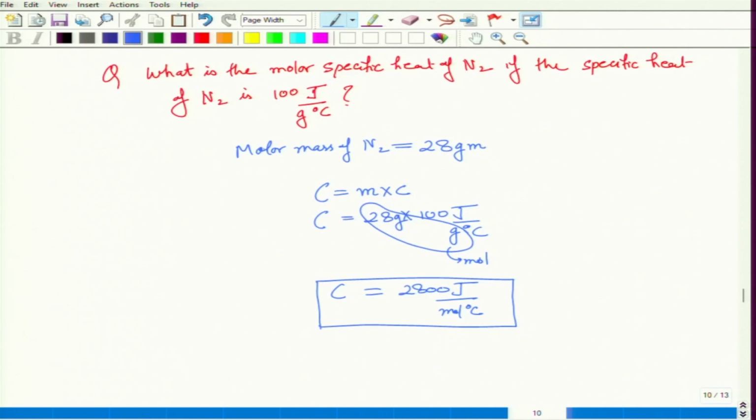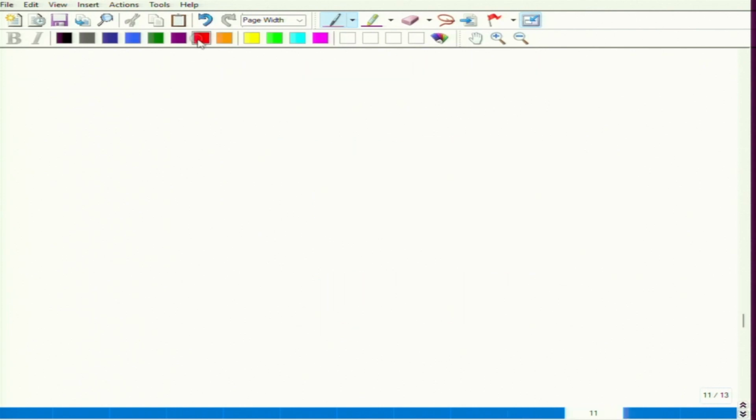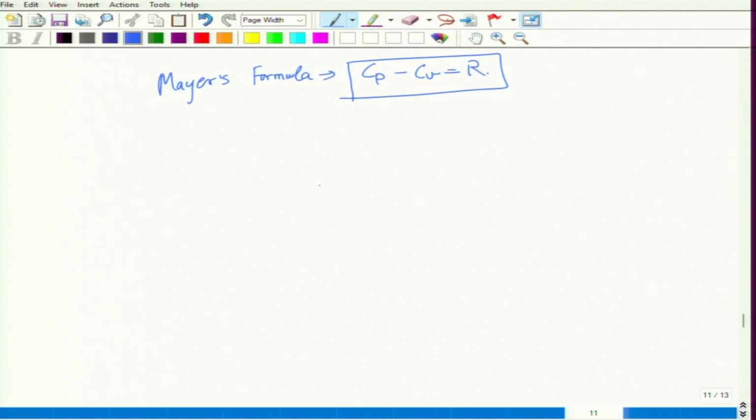Now we are arriving at some other important concept, that is what we call Mayer's formula, which is Cp minus Cv equals R. For now I request you to just learn this, because once we understand the first law of thermodynamics, I will tell you how this formula comes, I will derive it. So that is Mayer's formula.